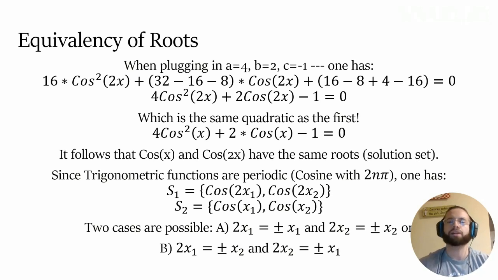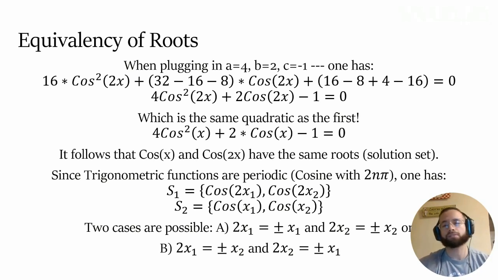Since the trigonometric functions are periodic, specifically cosine with 2n pi periodic, then we must have the first solution set consisting of 2 values, because the polynomial is of degree 2, right? So we have cosine 2x1 and cosine 2x2, and likewise for the second solution set, cosine x1 and cosine x2. They both have cardinality of 2.